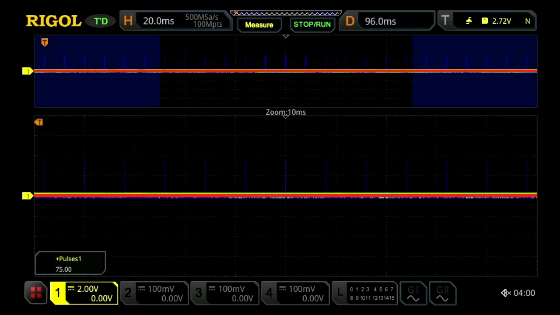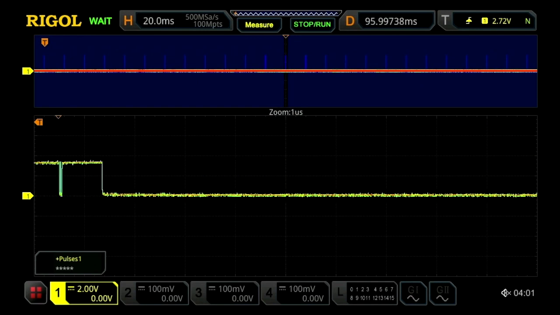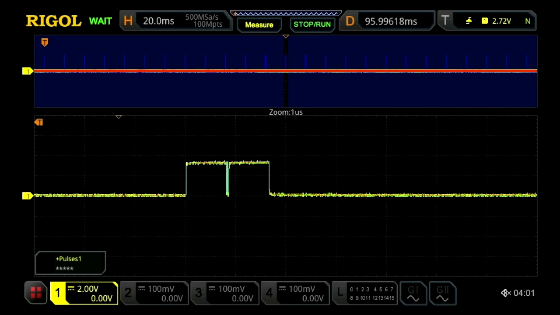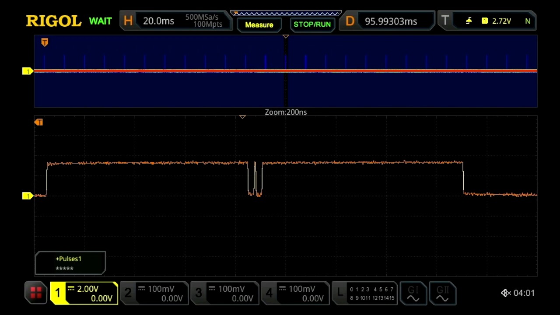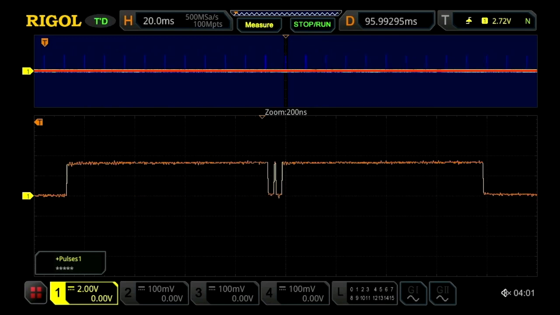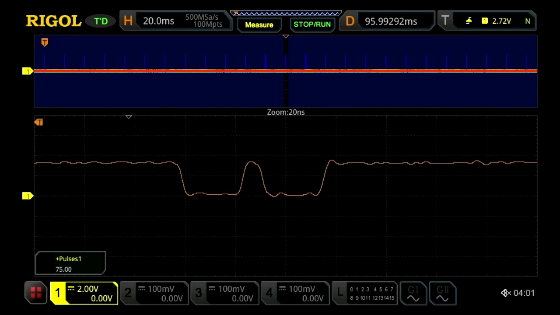Now when we zoom back in from this mode, we can clearly see that pulse action. Bring it back to the center. We can always capture that center pulse. We can even go further down to 20 nanoseconds or below. Always capturing that middle pulse.